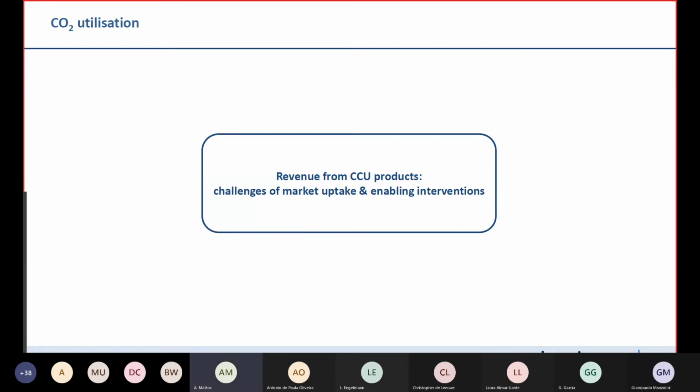Okay. So you've just heard a bit about business models and support mechanisms from the perspective of CO2 capture. Now I'm going to talk a bit about the perspective of utilising CO2. This could be used as a revenue stream in a business model. However, in order to generate revenue from CCU products, you need to be able to sell them to the market, and the market needs to be willing to buy them. So I'm going to talk about the challenges for CCU products trying to penetrate existing markets, and how interventions such as public policy support can enable competitiveness and drive market uptake. So next slide.